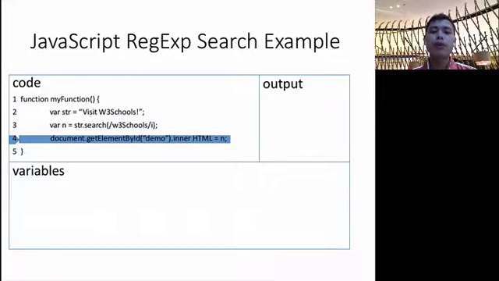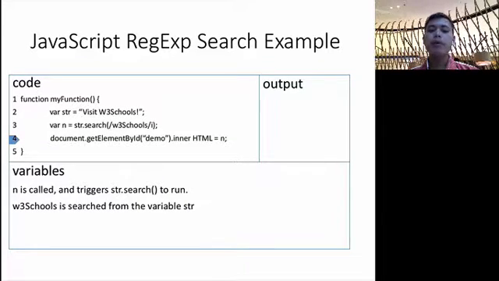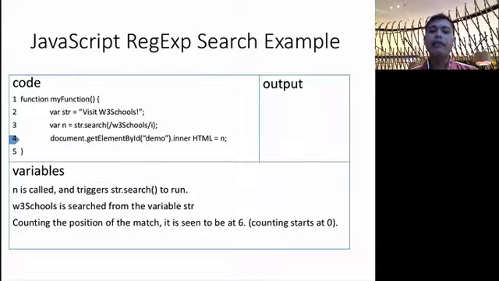On line 4 of the code, document.getElementById("demo").innerHTML = n. When we run it, n is called and triggers str.search() to run. W3Schools is searched from the variable str, and counting the position of the match, it is seen to be at the 6th. Counting starts from 0, hence the output would be 6.